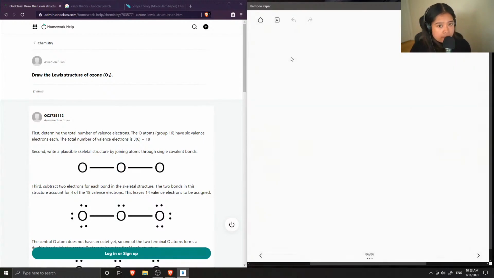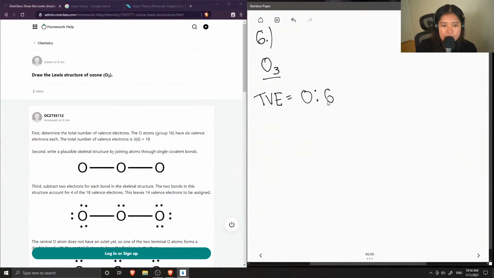Okay, so question number 6 is to draw the Lewis structure of ozone, which is O3. So let's find the total number of valence electrons. Oxygen has 6 valence electrons, and there are 3 oxygen atoms, so we have a total of 18.